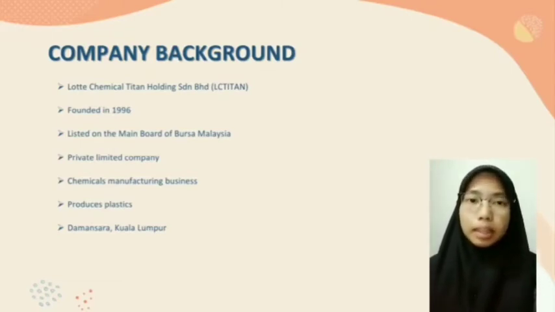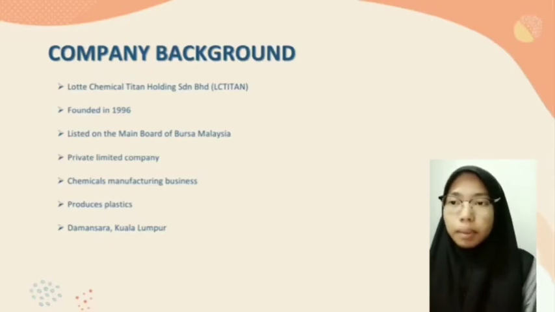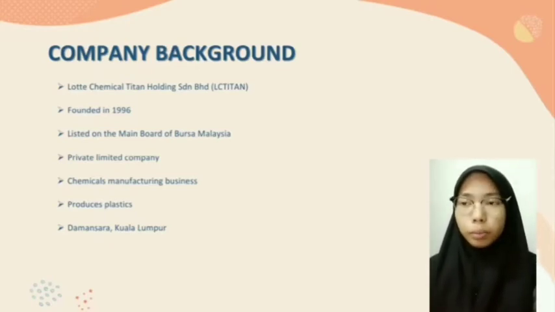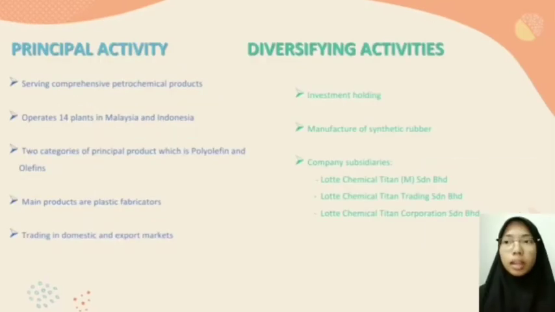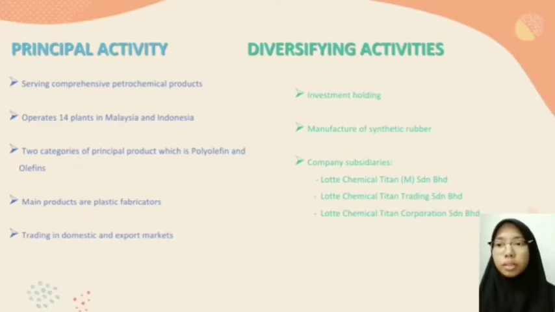It was a private limited company, and it's a chemical manufacturing business, also producing plastic, headquartered in Damansara, Kuala Lumpur. The principal activity of the company is serving comprehensive petrochemical products, and it operates 14 plants in Malaysia and Indonesia. It also serves two categories of principal product, which are polyolefin and olefins, and the company's main products are plastic fabricators. It is also trading domestically and exporting to the market.